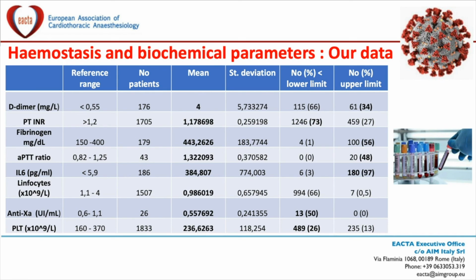We started testing anti-factor Xa in patients with poor renal function and a glomerular filtration rate under 20 milliliters per minute, receiving a prophylactic dose of low molecular weight heparin. Once having understood that patients probably needed a therapeutic dose of enoxaparin, we started testing anti-factor Xa in all patients, basically by the end of March. Mean platelet count was in range, with only 25% of patients having a platelet count under the lower limit.